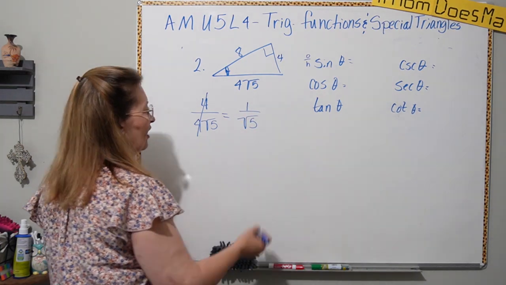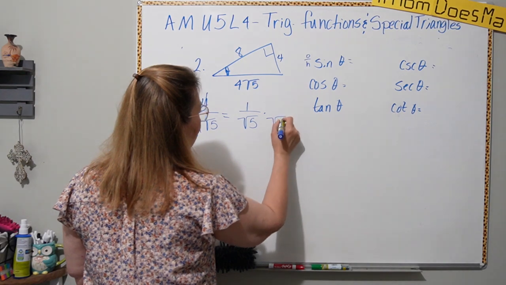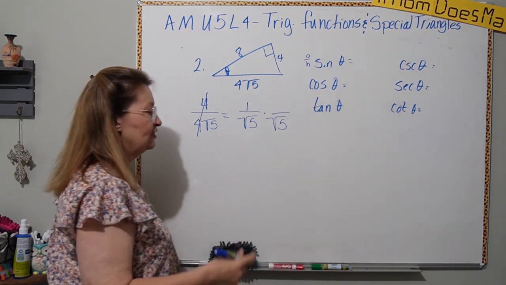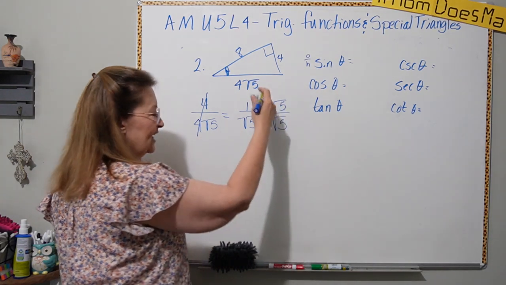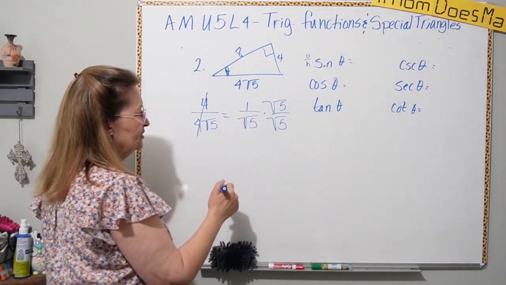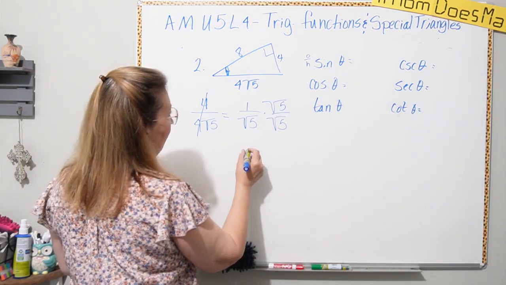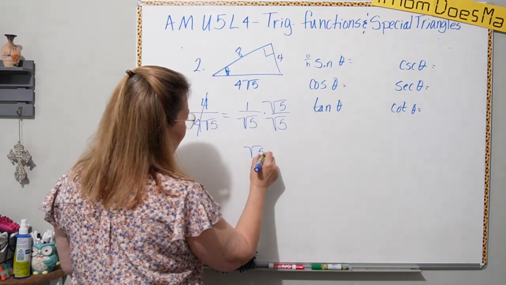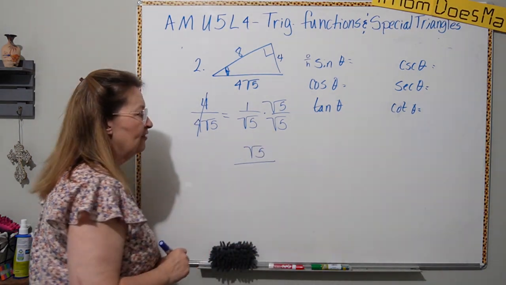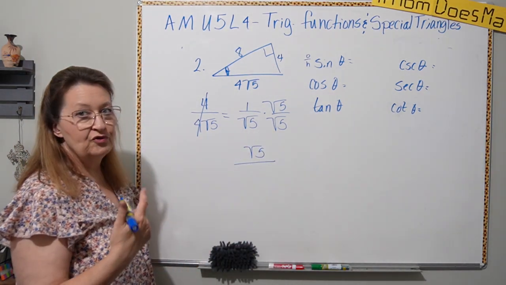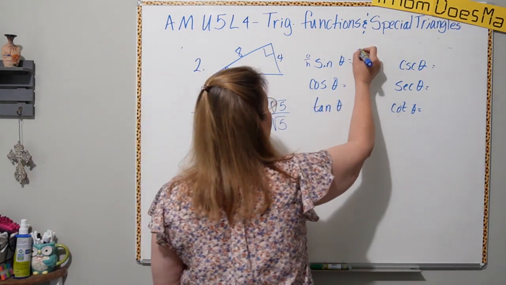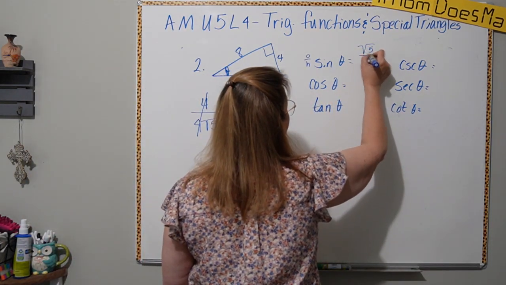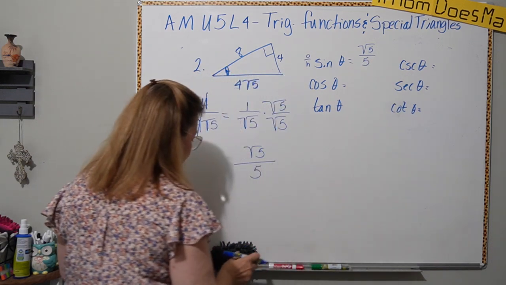Now how do you rationalize the denominator? Well, you multiply it times itself. And to justify it, you do it over itself because this equals 1, even though it looks different. So when you multiply all the way across, you're going to get square root of 5. Now, what is square root of 5 times square root of 5? Square root of 25, which is 5. So your final answer here for your sine is going to be square root of 5 over 5.